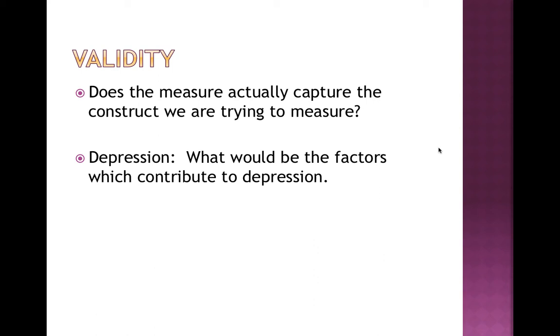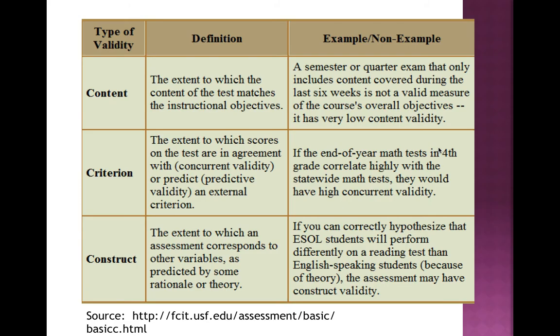Remember in the target, validity is, does the measure actually capture the construct we are trying to measure? So if we were measuring depression, does the scale actually measure depression? There are different ways of looking at validity. This is a big chart that talks about content validity, criterion validity, and construct validity.